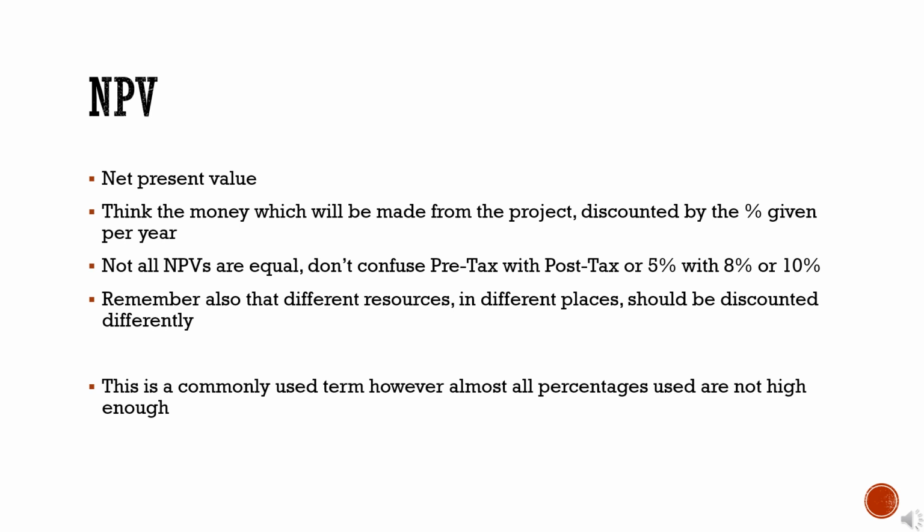But with an NPV of 5%, if the cash flow in year 1 is 100 million and in year 2 is 100 million also, then if the NPV started at year 1, it would be 195 million because of the 5% discount the second year. Now, remember that different resources in different parts of the world should be discounted differently because of jurisdictions and different things.